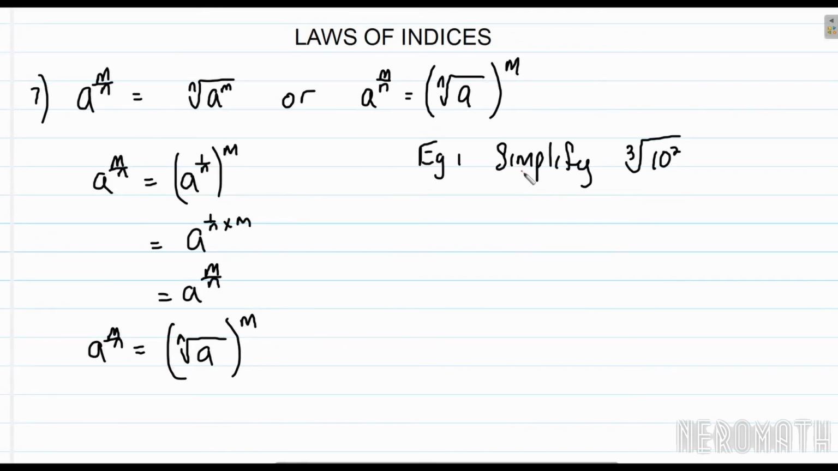So example 1, we have simplify the cube root of 10 squared. So what we'll do, we write the cube root of 10 squared is equal to, we know that the root is the denominator of the fraction, and this power inside here is the numerator. So what we'll get is 10 to the power of 2/3.